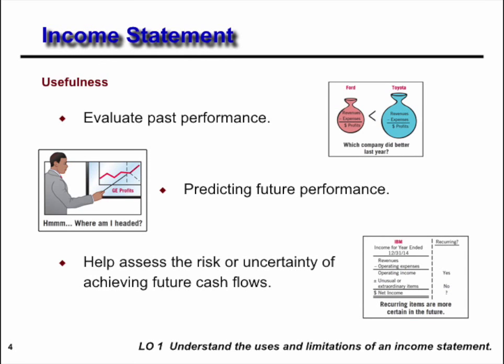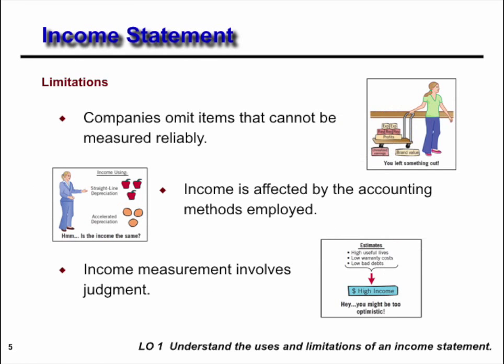So in a nutshell, we can say that the income statement is used to evaluate past performance, to predict future performance, and it also helps assess the risk or uncertainty of achieving future cash flows. There are some limitations related to the income statement. Companies omit items that cannot be measured reliably. Income is affected by the accounting methods employed, and income measurement involves judgment.